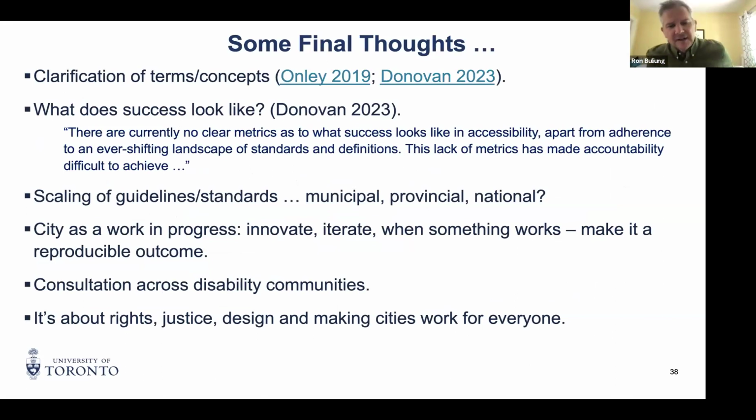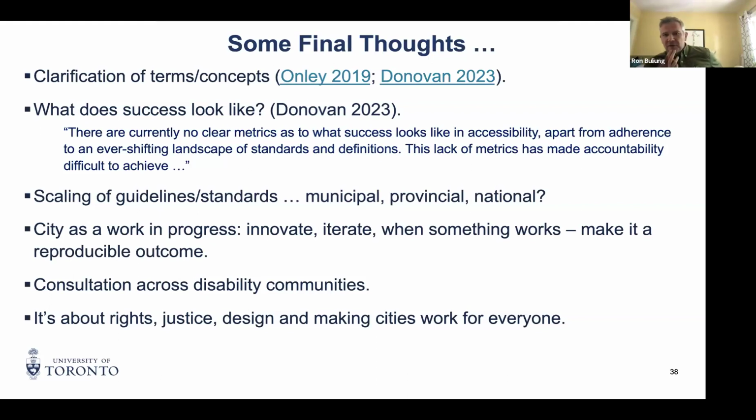So a couple of things that I want to end with here. Think about what happens in cities. Cities are always a work in progress. They're never done, right? And when something is done, usually by the time it's done, there's probably a new way of doing it. I think the key is, particularly in the absence of national, provincial, and even local standards around cycling infrastructure, there is a need to think carefully about what you're doing, to consult across disability communities, of which there are many, and there's a lot of difference within communities and across communities. Innovate, iterate, try things out. When something works, make it a reproducible outcome.